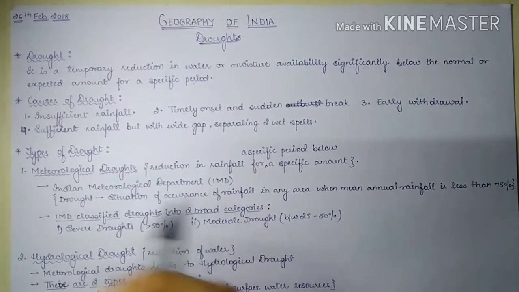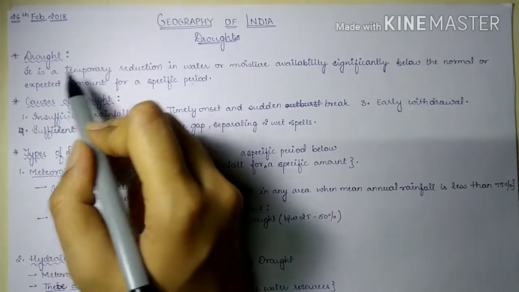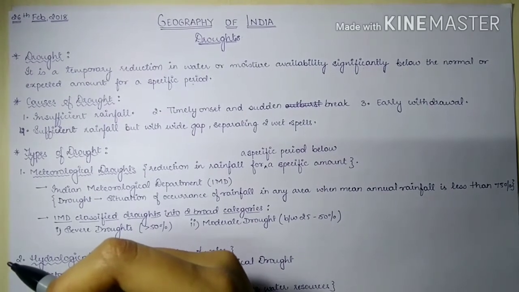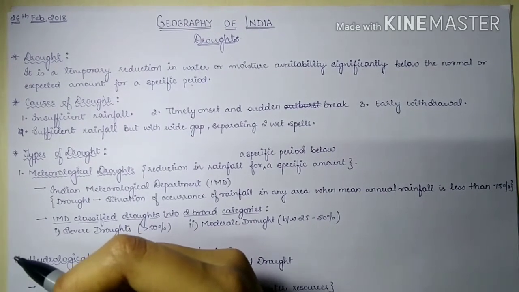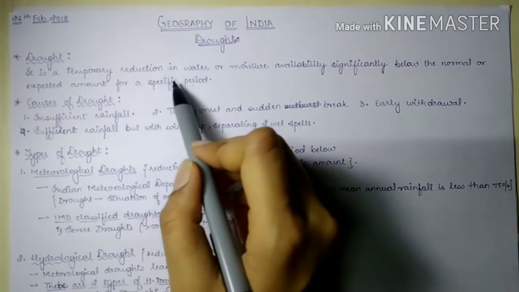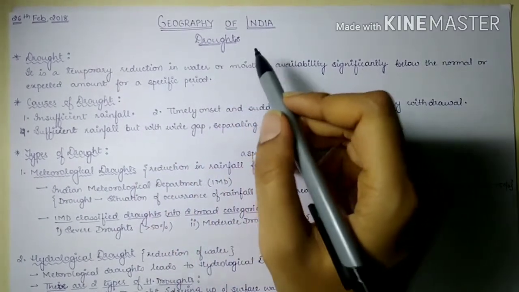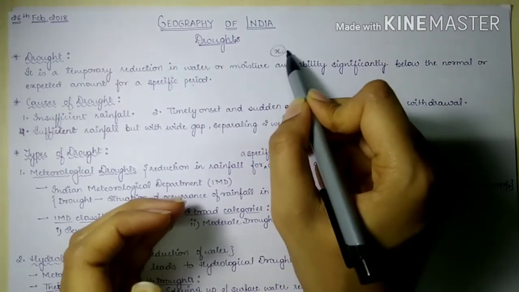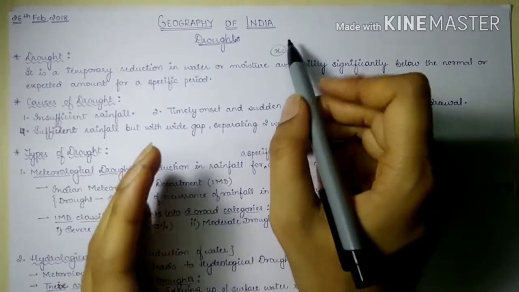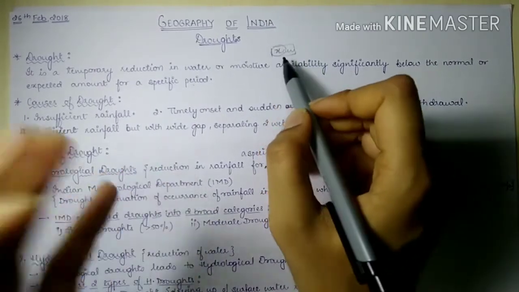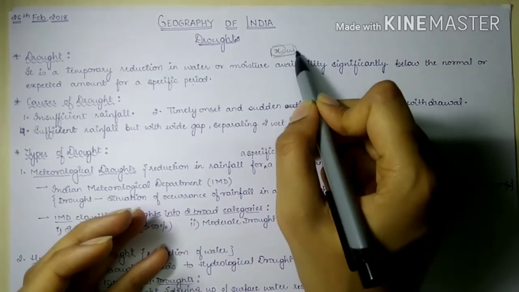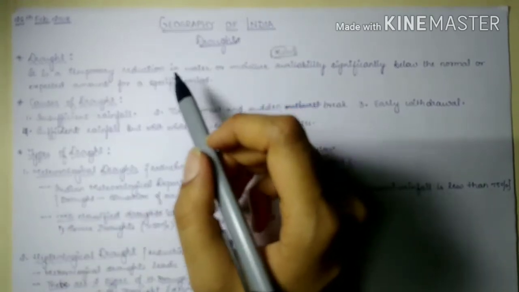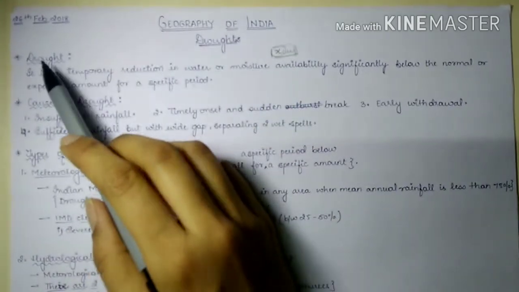Drought, in simple terms, is a temporary reduction in water or moisture availability significantly below the normal or expected amount for a sufficient period. If x centimeters of rainfall is expected in a certain period, and the rainfall is sufficiently below this normal or average value, then the condition of reduced moisture is known as drought.